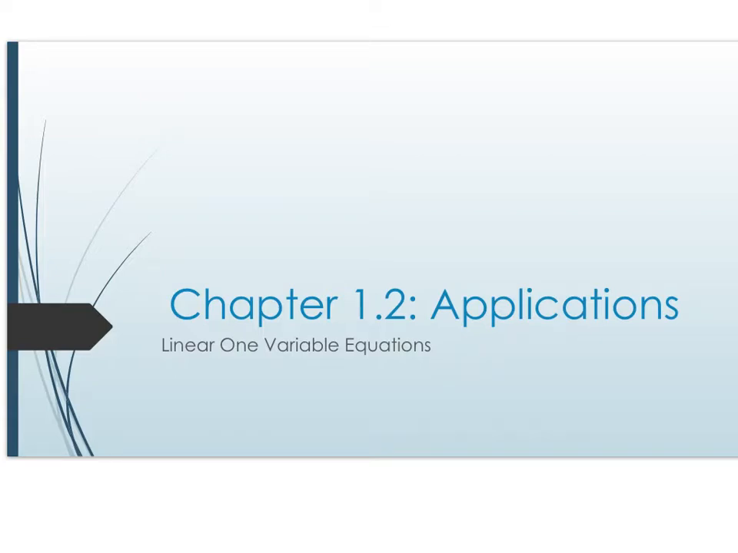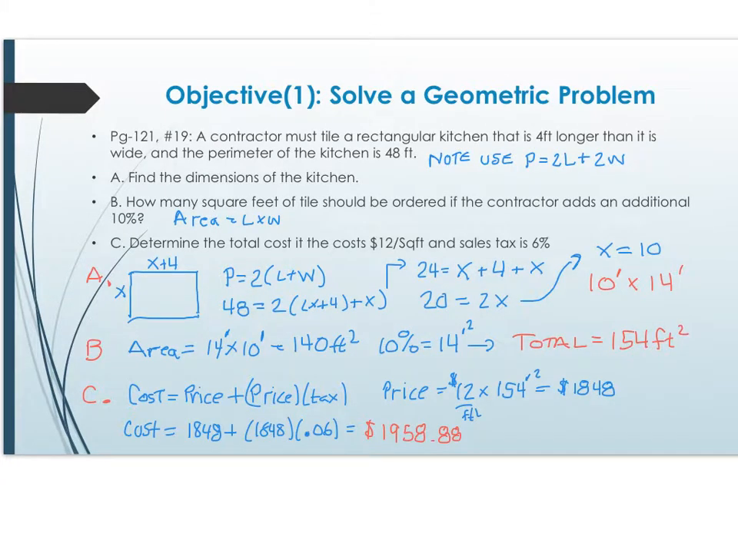In this section, chapter 1.2, we're looking at applications that we talked about in class. So our first objective is to solve a geometric problem. In this problem, page 121, problem number 19, a contractor must tile a rectangular kitchen that is 4 feet longer than it's wide, and the perimeter of the kitchen is 48 feet.